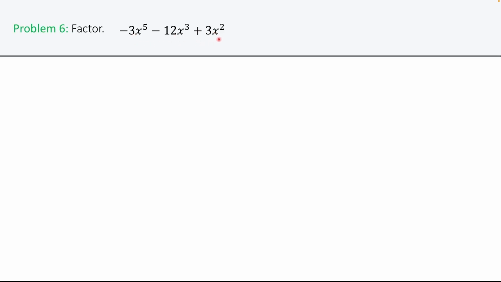This is also a trinomial, as there are 3 terms. Let us factor this. The first term is negative, so you need to factor out the negative sign. So put a negative sign in the GCF. Now take the numbers from each term. You have 3, 12, and 3. Now divide. All these numbers can be divided by 3.